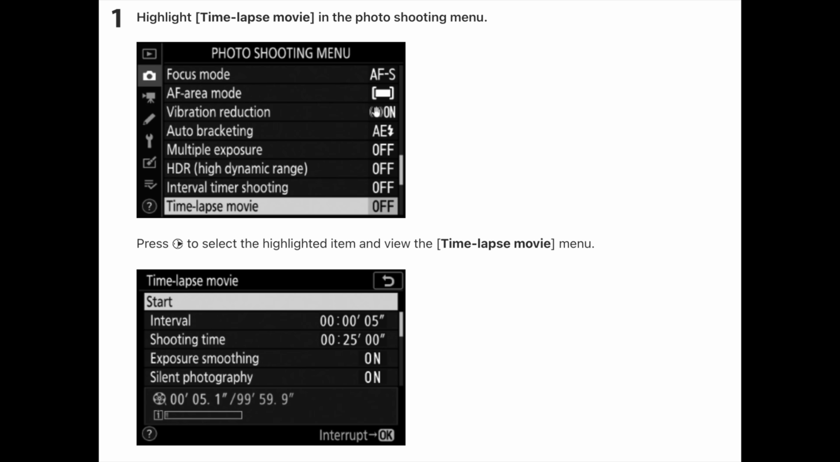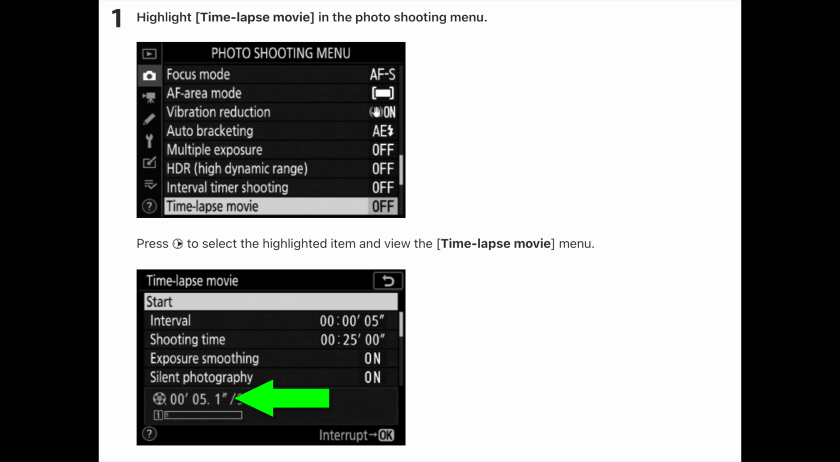So when you're in the time-lapse movie setting, you'll see there are settings such as interval, shooting time, exposure, smoothing, silent photography. I'm just going to run through all of those quickly. But the most important thing is if you look at the bottom, you'll see the bar and some numbers, and what that's doing is based on the settings you use for the top settings, it'll tell you how long the time lapse will be that it'll make.